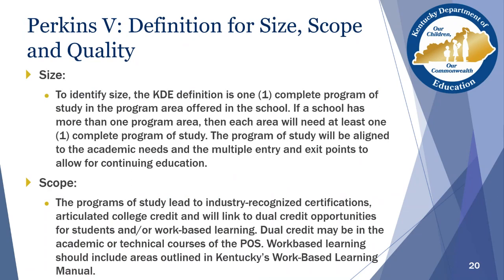I mentioned Perkins 5 and the definition for size, scope, and quality. So these are the indicators that show that you have a high quality program. KDE defines size in our Perkins as one complete program of studies, and it needs to be aligned to the academic as well as multiple entry and exit points.